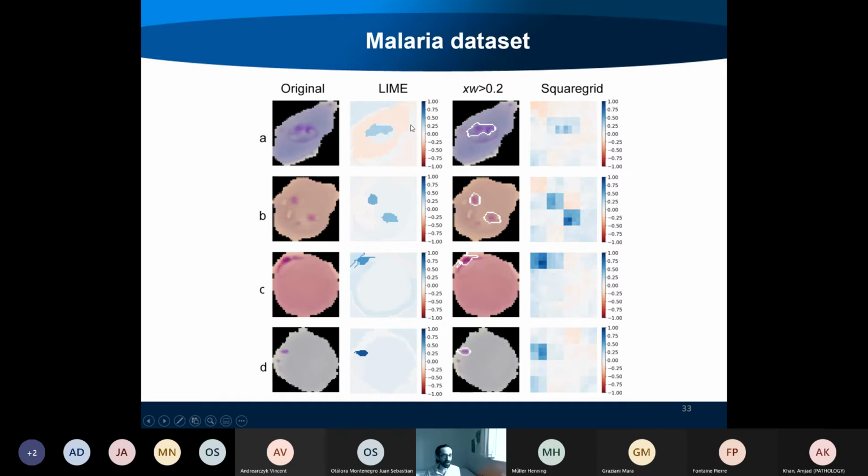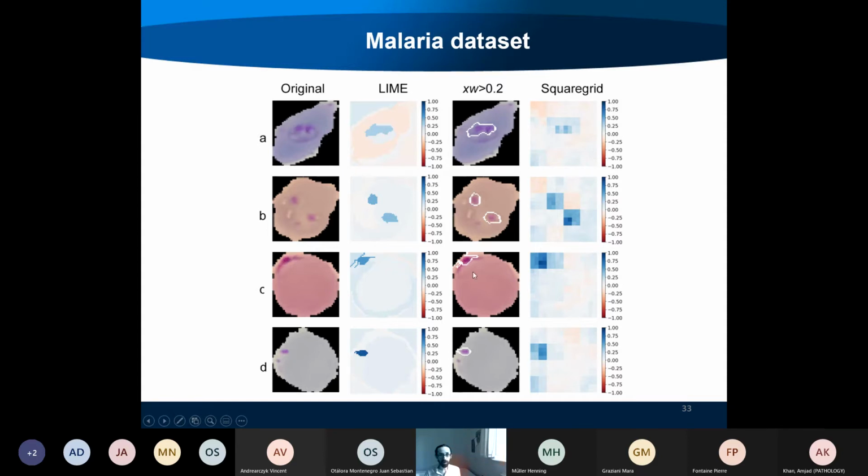The cytoplasm might contribute for or against, but usually the weights are so low. And from what we see, it's a little dangerous to be interpreting too much of these low weight regions. The highest weight regions in these images are usually the purple blobs, which seems to make sense, right? But also using Squaregrid, which didn't have any of those parameters, we also highlight the same purple regions, right?